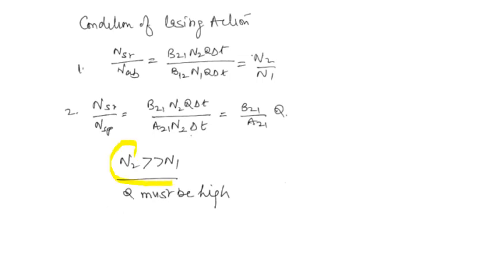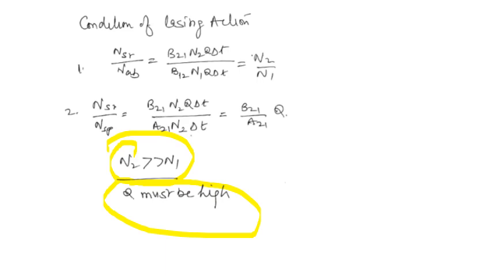The first condition is N2 must be greater than N1. N2 and N1 are the populations of different states. So the condition is there should be more electrons at the excited level than at the ground state. This is the first condition. And the second condition is if you want to get lasing action, the applied energy must be very high. For small energy, it is not possible.